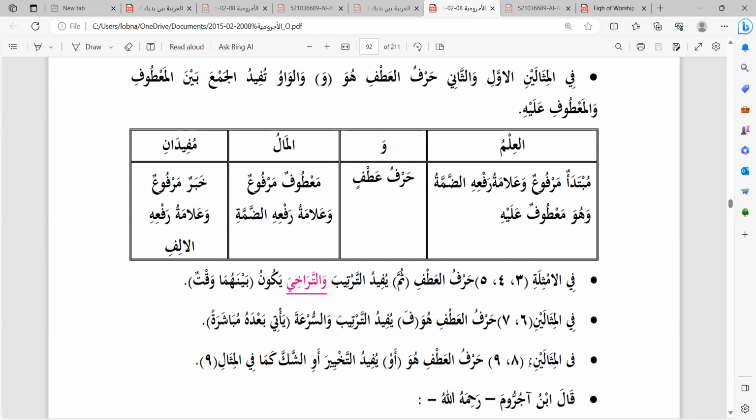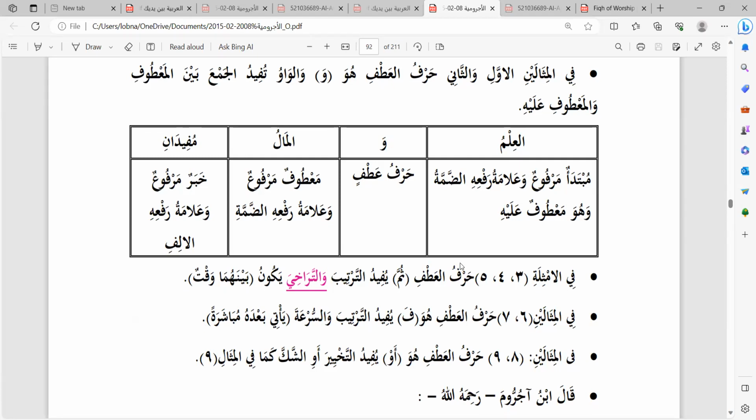في المثال الثامن والتاسع حرف عطف هو يفيد التأخير. So in the eighth and the ninth, what it points out to is basically selection. أو شك في التاسع, or it's also to indicate doubt. So you have و ثم, and then you have أو, or you have فاء. All of this is حروف عطف.